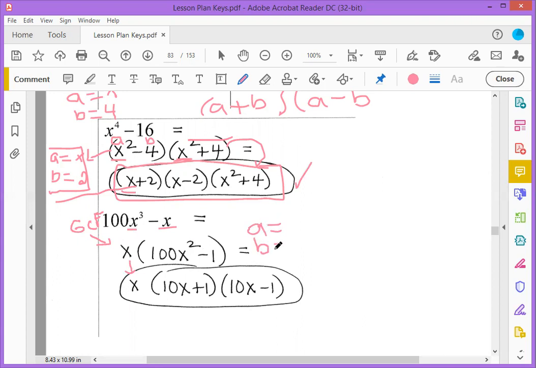We can identify the a and the b terms. The a term, 100x squared, what do we square in order to get 100x squared? It would be 10x. And the number we square in order to get 1 would be 1. 1 raised to the second power is just going to be 1. So our a term is 10x. We plug in 10x plus and 10x minus in our parentheses, and our b term is 1. So we put positive 1 and that minus 1. So this is our solution.